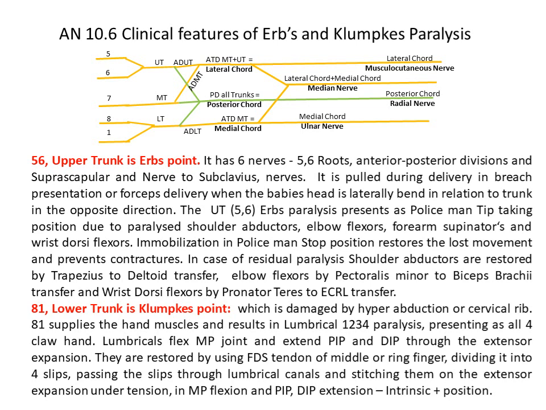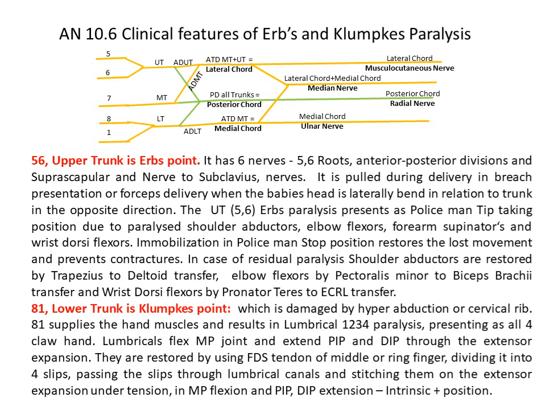The lower trunk is the Klumpke's point. It has root value of C8, T1. It is damaged by hyperabduction or cervical rib or scalenus anticus syndrome. It supplies hand muscles, and the result is that the 1st, 2nd, 3rd, and 4th lumbricals are paralyzed, and they present as all 4 claw hand. The ulnar claw hand is of the medial 2 fingers only.